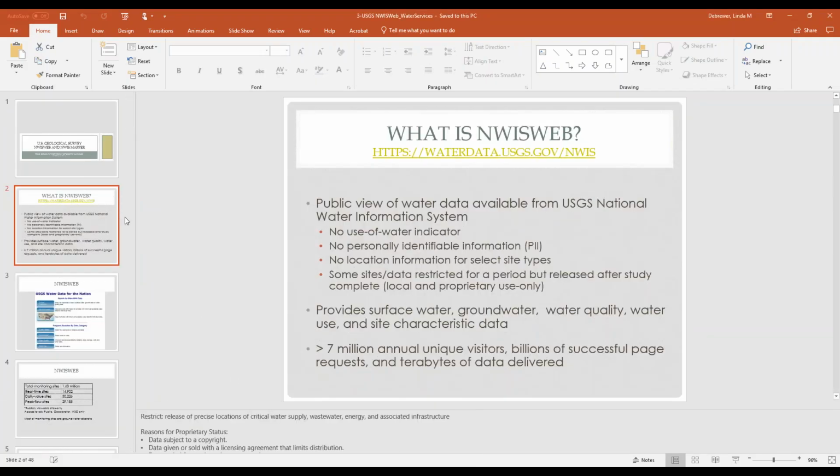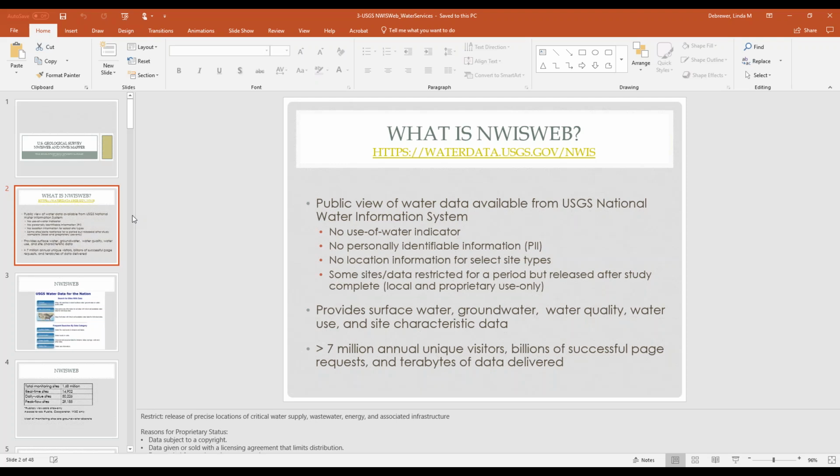I'm going to go now into the public-facing side of our water data. This is NWIS Web. Much of the data that we store in NWIS is served to the public. We don't serve the use of the water. For example, it won't tell you that it's a domestic well, and this is for homeland security reasons. We don't want the domestic supply and public supply wells to be compromised, so we will show you the information, but we won't tell you that that's how this well is used.